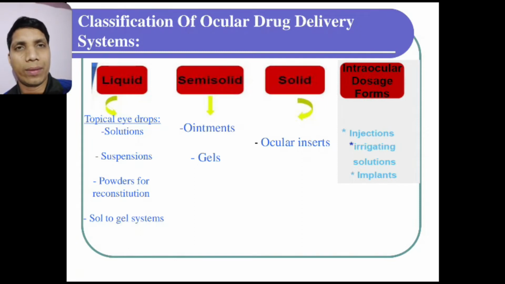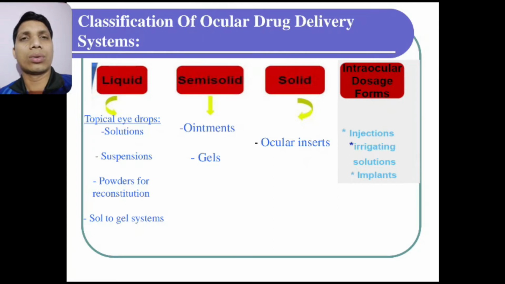Today we will discuss the various types of classifications of ophthalmic preparations or ocular drug delivery systems. How are they classified? The main classification is according to the dosage form or state of the dose. First is the liquid dosage form for ocular use, second is semi-solids, and third is solids.